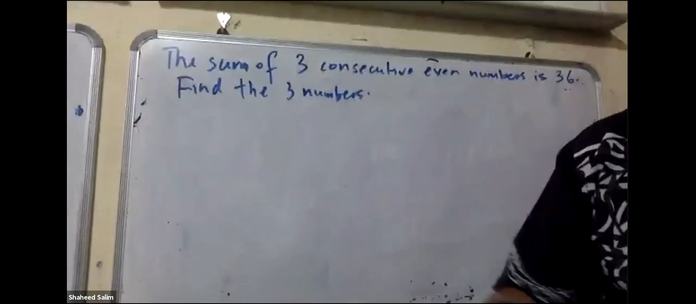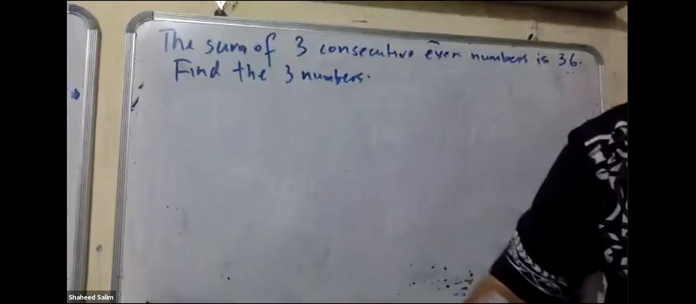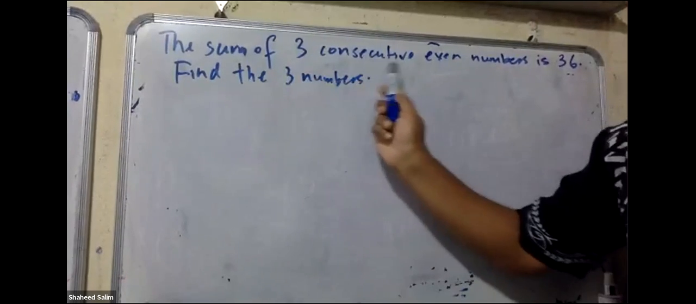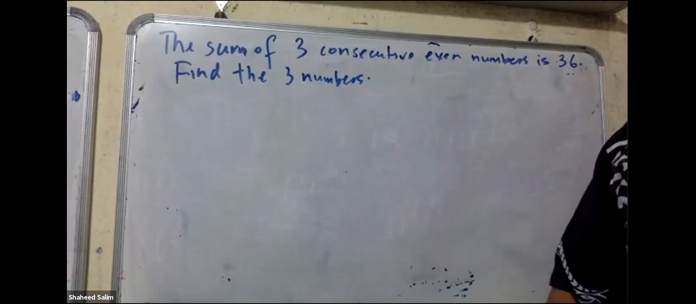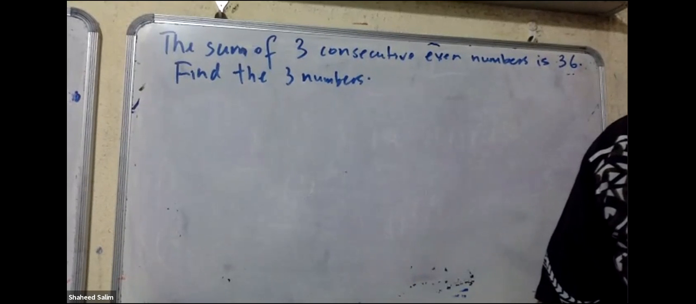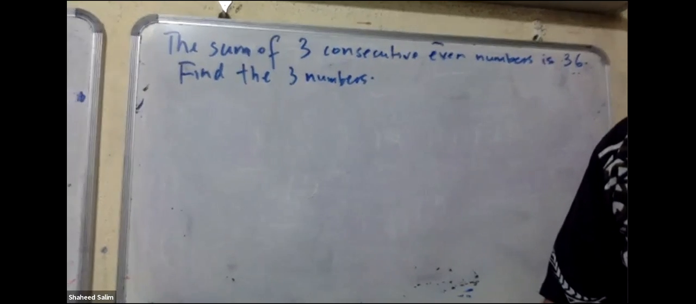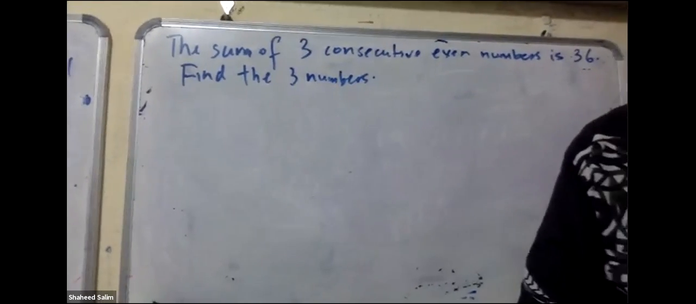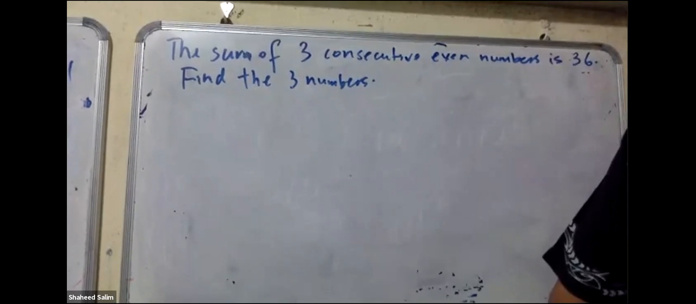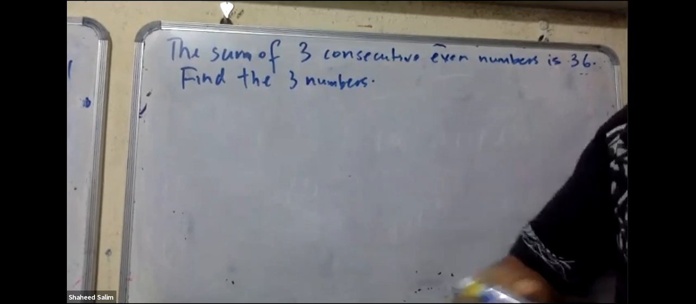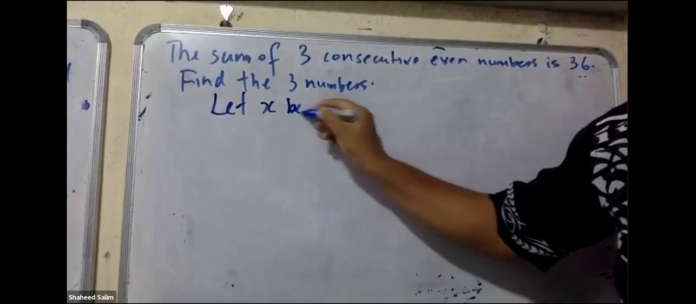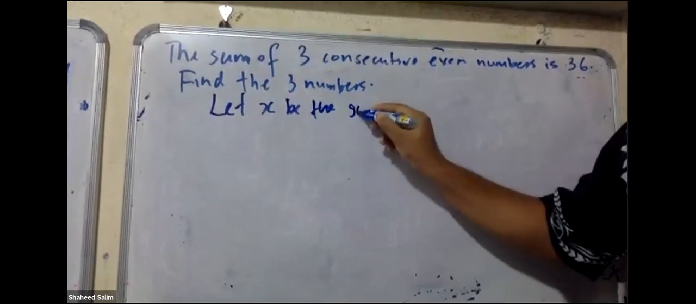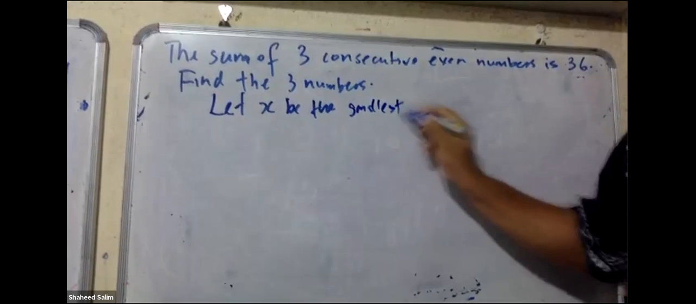Now, down here it says, hold on. It says the sum of three consecutive even numbers is 36. Can you find the three numbers? Can you see that? Yeah. The sum of three consecutive even numbers is 36. Find the three numbers. So you start this way. You start with let x be the smallest number.